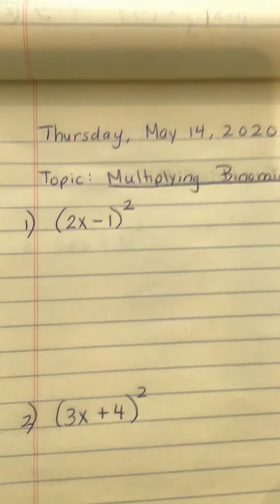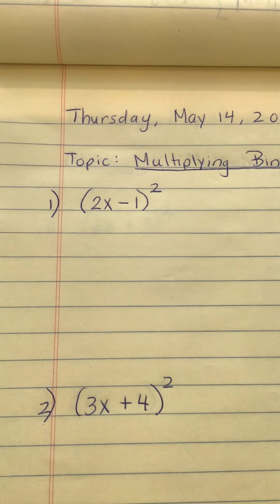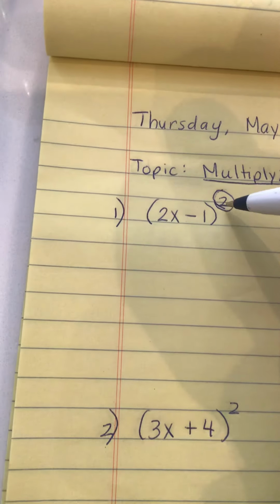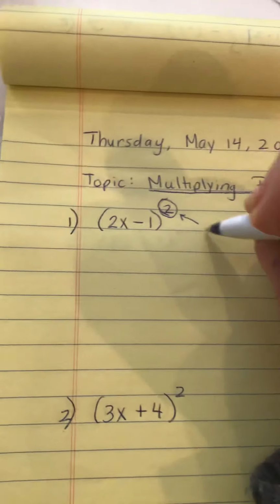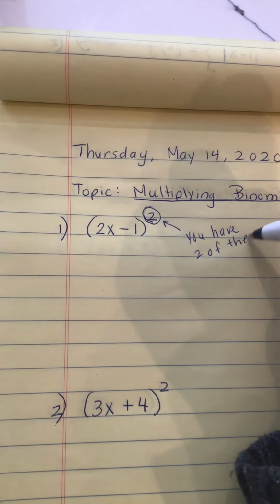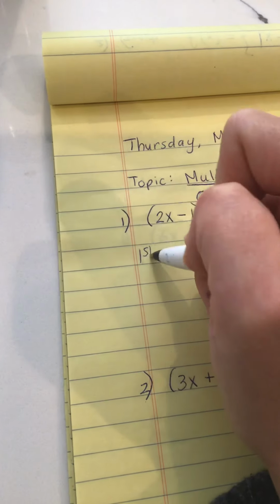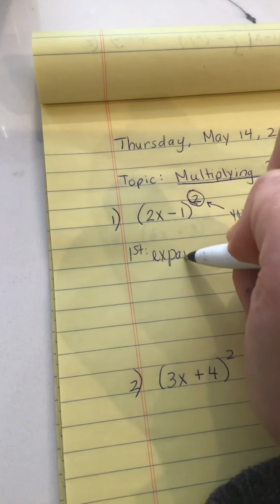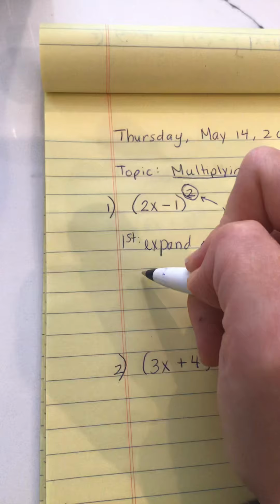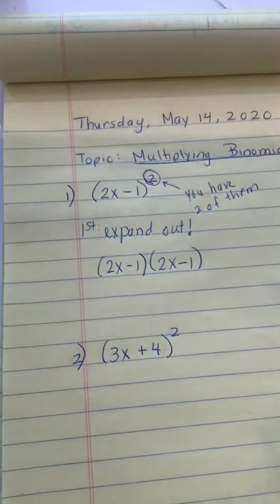All right, so this looks strange. You'll see this a lot next year as well. So it's 2x minus 1 squared. You have to think about first, what does this mean? That means you have two of them. So you want to expand out first, because you have two of them. So you go 2x minus 1, that's 1, and that's 2. So that's two of them.